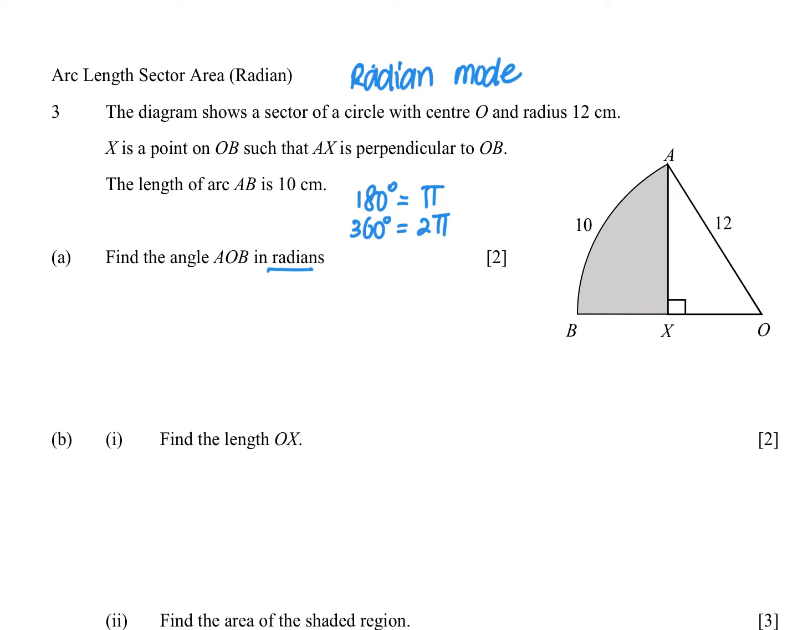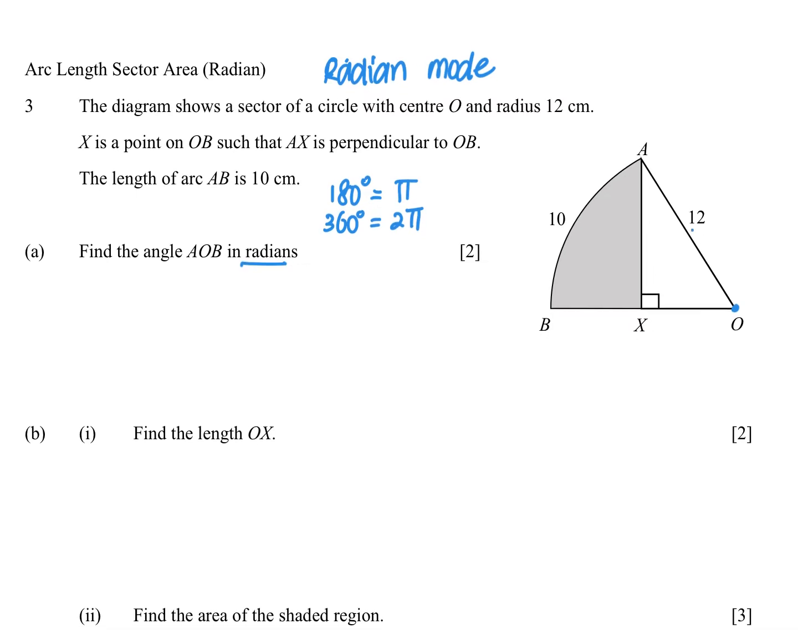Alright, let's take a look at the question. The diagram shows a sector of a circle with center O. So this is the center of my circle. The radius is 12. Is this the only portion that's 12? No, you also have this one as your radius. So you must quickly think of that. This whole thing BO is also 12 cm. For radius, these are some of the common tricks that you probably need to use.